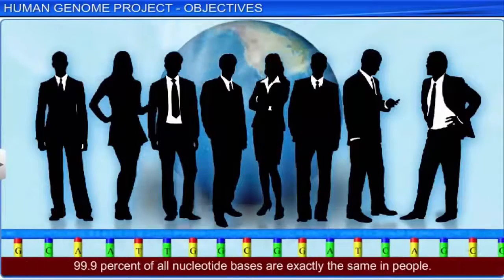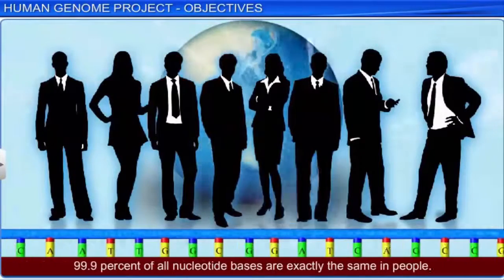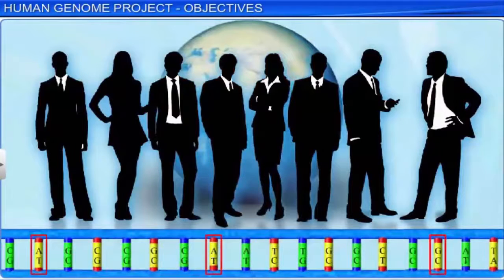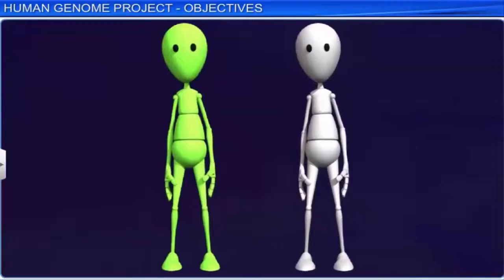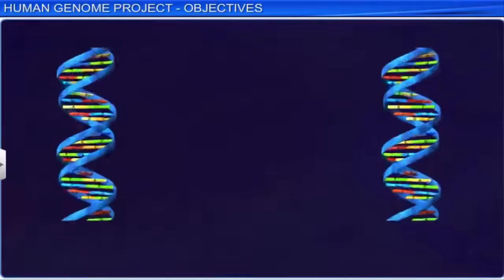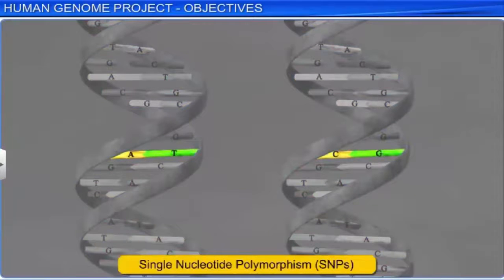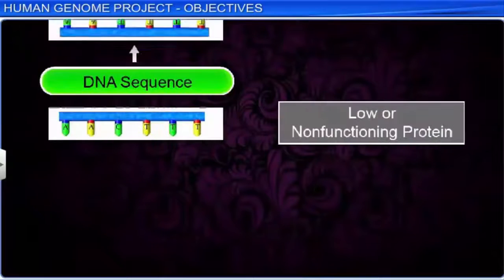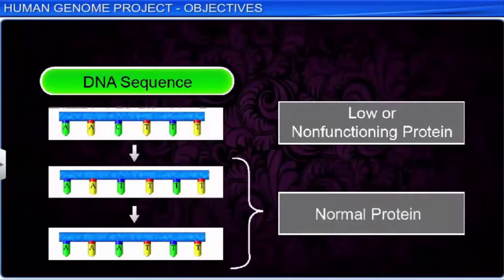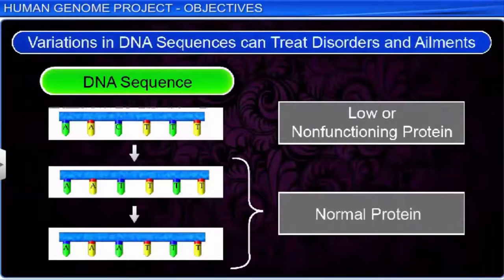99.9% of all nucleotide bases are exactly the same in people. Yet we differ from each other, and that is because our DNA sequences differ in certain places. Scientists have identified about 1.4 million locations with single-base DNA differences, also known as SNPs, or single nucleotide polymorphism. Knowledge about variations in the human genome can equip us with more ways to diagnose, treat, or even prevent disorders and ailments that affect human beings.